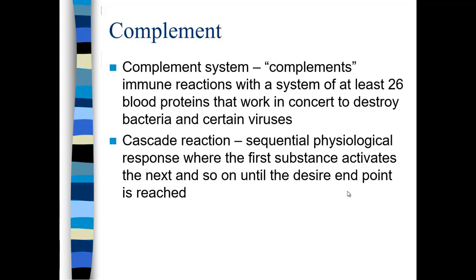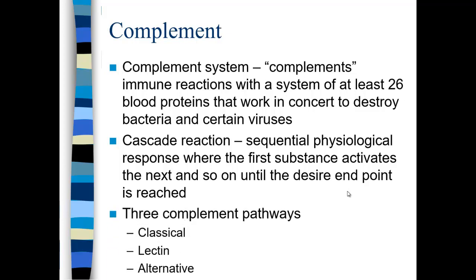Like I said, cascade reaction. You get a physiological response where the first substance activates the next, and so on and so on. As this cascade occurs, the reaction is amplified. And there are three different complement pathways. There's what's called the classical pathway, the lectin pathway, and finally the alternative pathway.